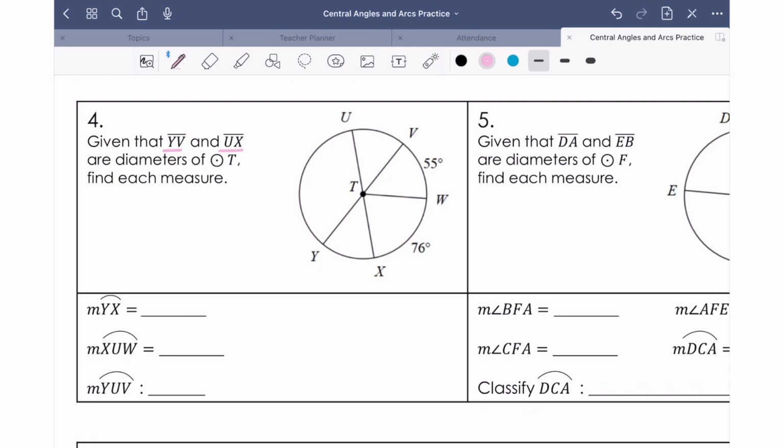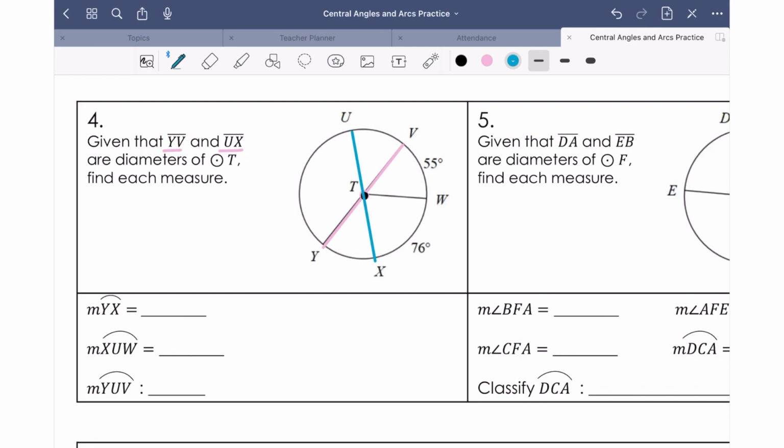They told me YV, so from here to here, that's a diameter. Remember, the definition for a diameter is a chord that goes through the center, so center T right there. So there's one diameter. And then the other diameter is UX, so from here to here. In order for it to be a diameter, it has to go through the center of the circle. And the diameter does split the circle in half. So knowing that, I can answer these questions.